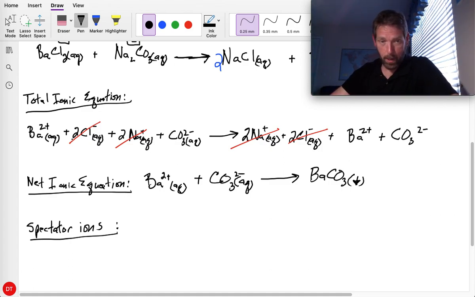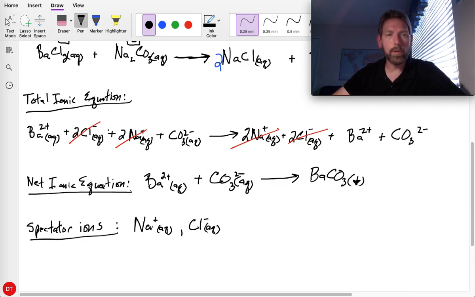So if you think about it here, the cations and anions that we have put strike throughs over are not actively participating in the chemical reaction. They're just not. They're staying in solution. So the spectator ions are our sodium ion, because they stay in solution, and then we had our chloride ions.